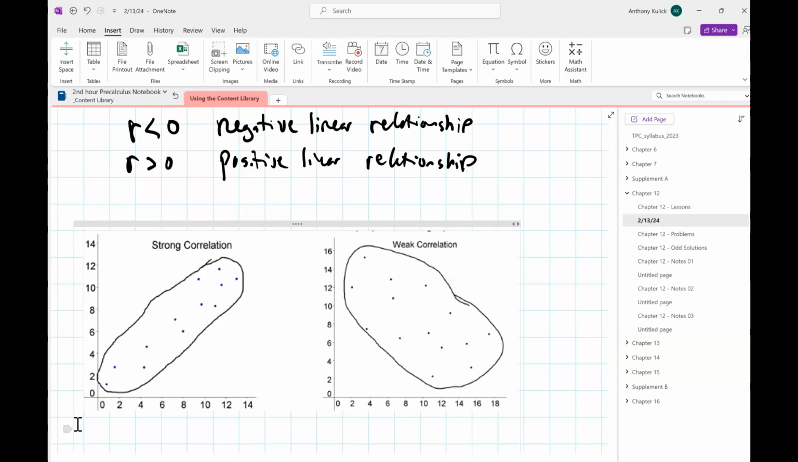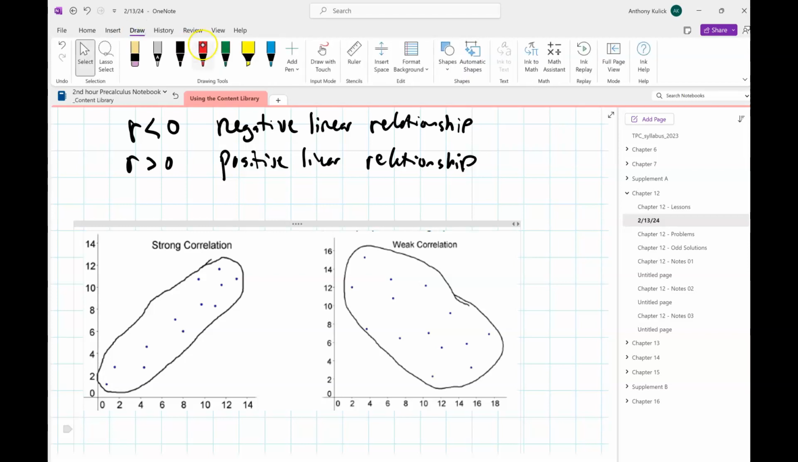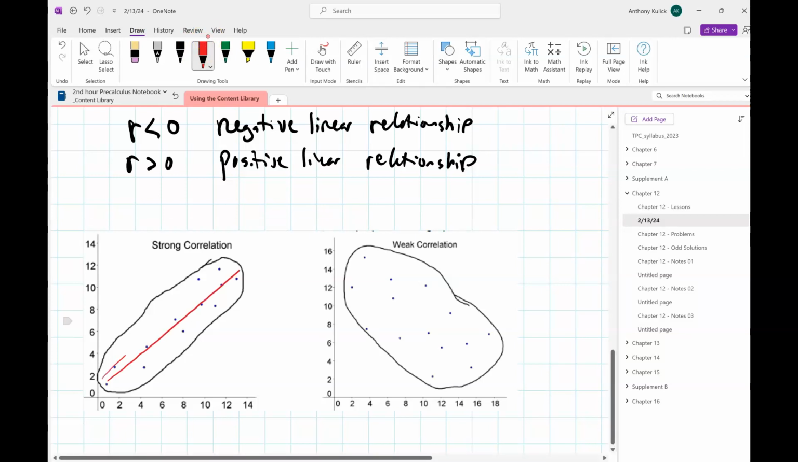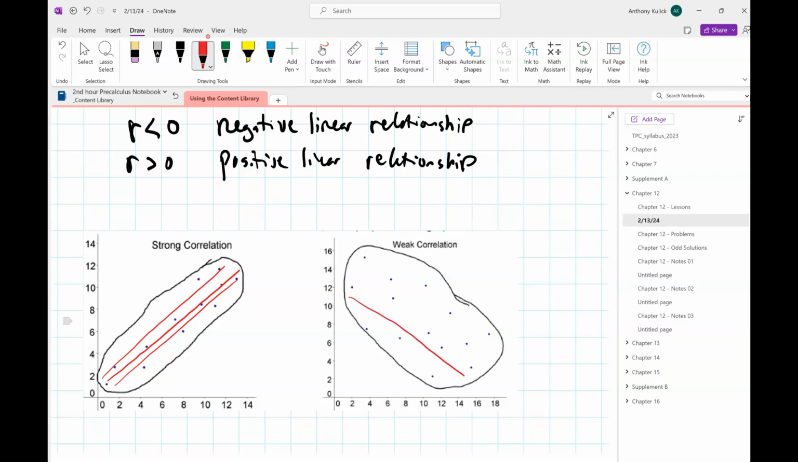When we talk about the strength of your correlation, basically what you're trying to do is look at how thick the line is that I'd have to draw to contain all my points. So that's not so thick, but if I look at this one, that one is much thicker, right? That means the correlation there is going to be weaker. You guys kind of see that?